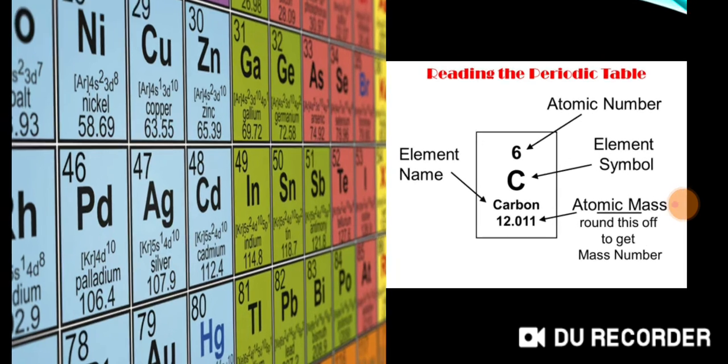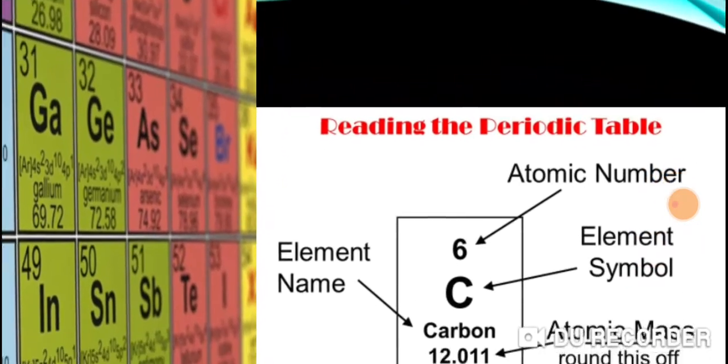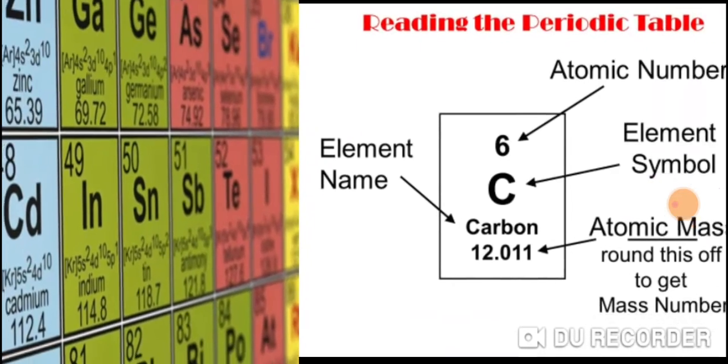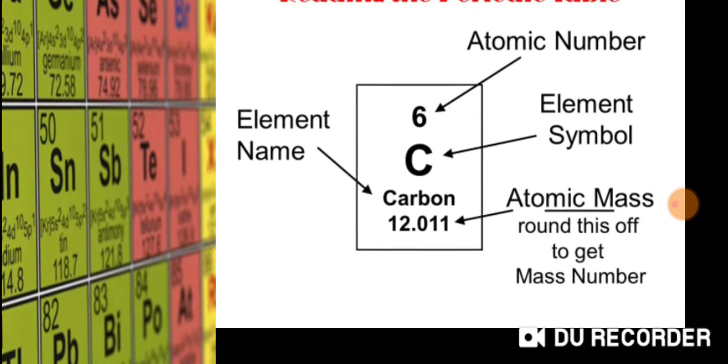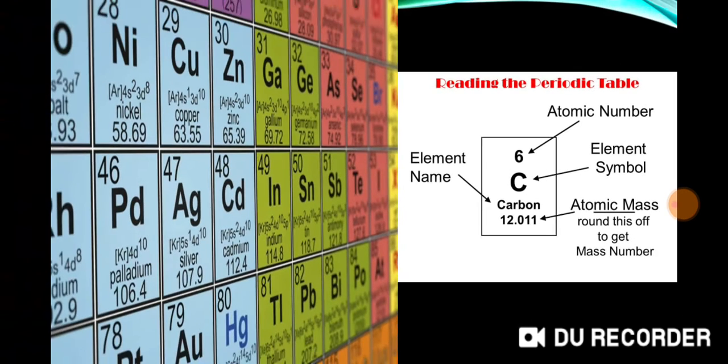As we discussed earlier, how do we study every element? The C is the symbol, the 6 is the atomic number, that is the number of protons. The bottom is the atomic mass, that is the round off figure of all the isotopes, whereas carbon is its name. This is how we study every element in a periodic table.